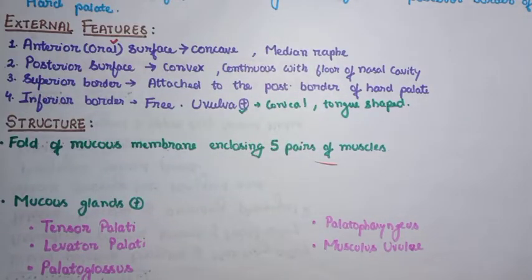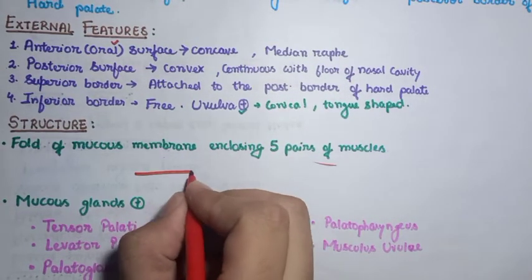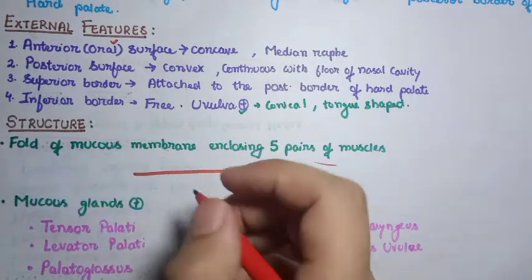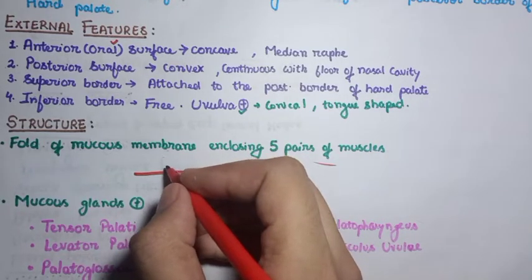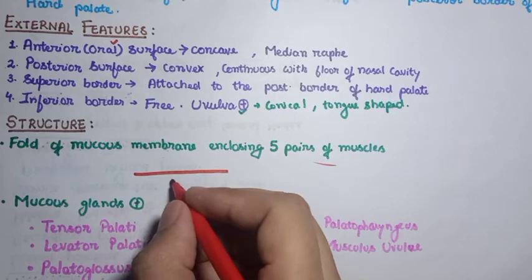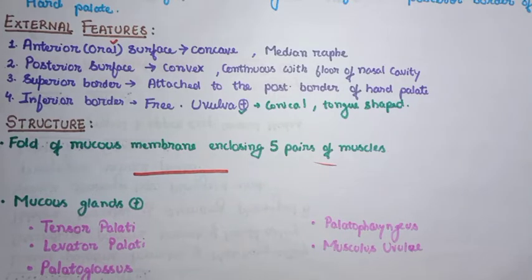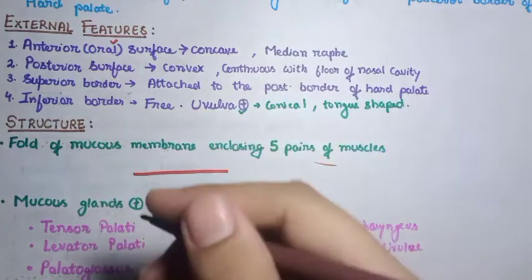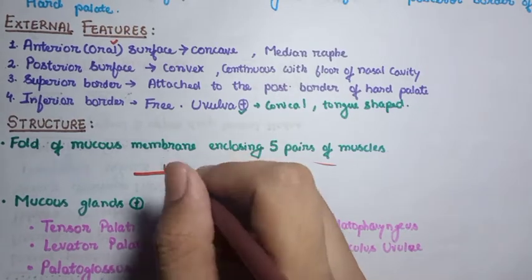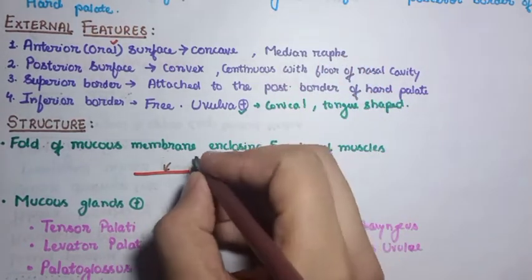Now let's talk about the lining surface. Suppose this is a plane of the soft palate, and above we have the posterior surface or the nasal surface, and here we have the oral surface. The nasal part above is lined by which type of epithelium? It is pseudo-stratified.